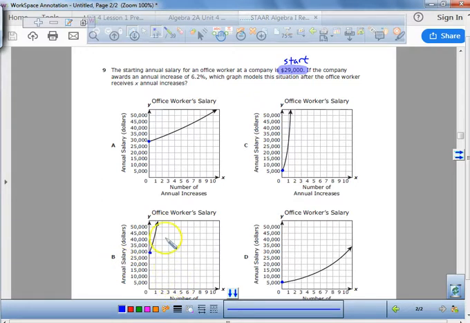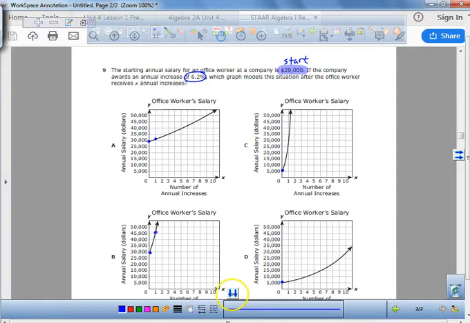Because, man, look at this. After year 1, you went from 29,000 up to 45,000 in 1 year, right? After 1 year here, you went from 29,000 to just over 30,000, right? Okay. Now, what's your percent of increase?